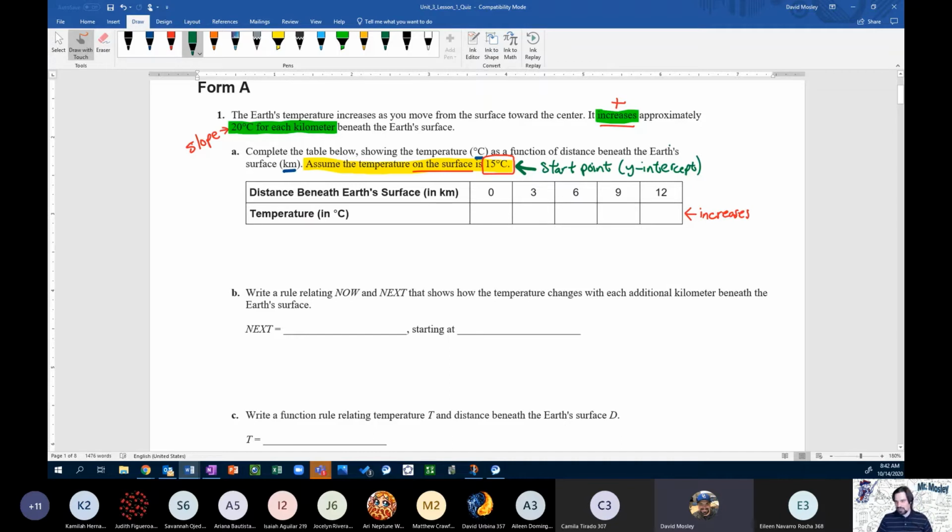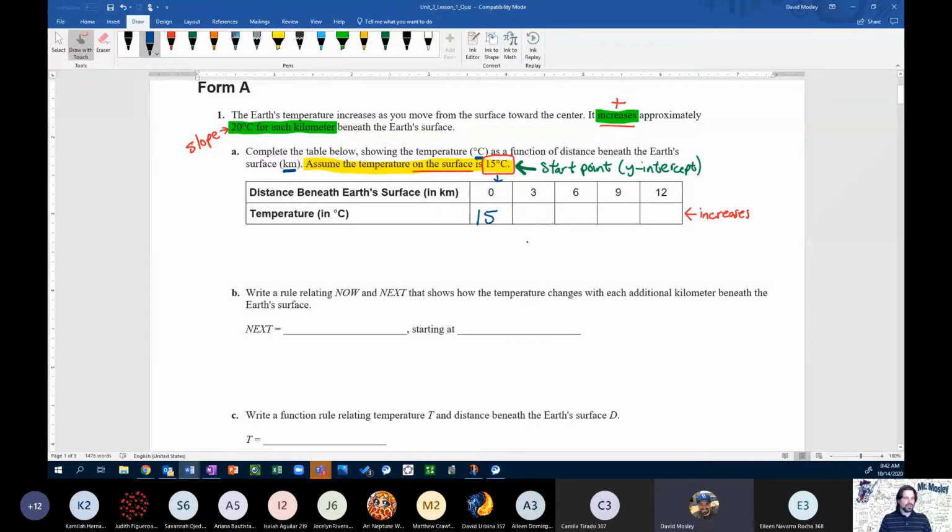So just in the very beginning here, the first couple sentences of our context, we have lots of information, and we have all the important information we need to move forward in the problem. Right, so now we have a start point, we have a rate of change, so we should be able to fill in the table. For our first entry here for temperature, we just said this is the start point on the surface, which is at 0 kilometers. Right, so this is going to be 15. And that's just based on this start point.